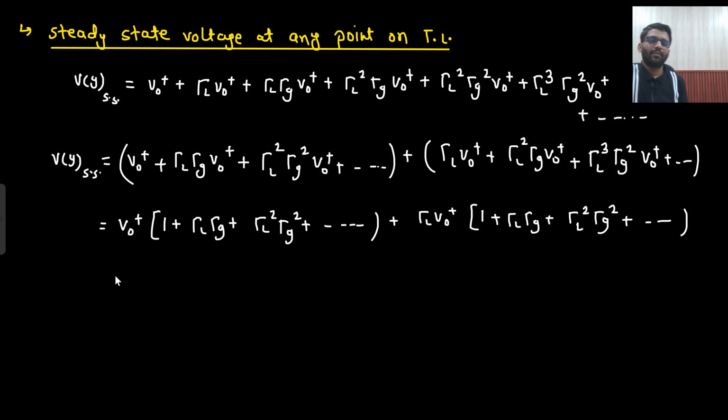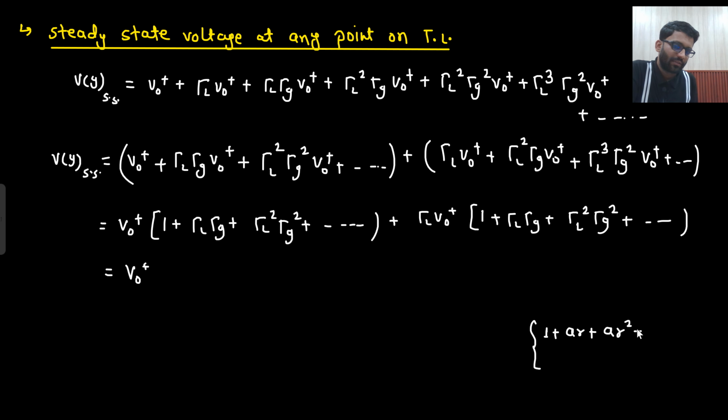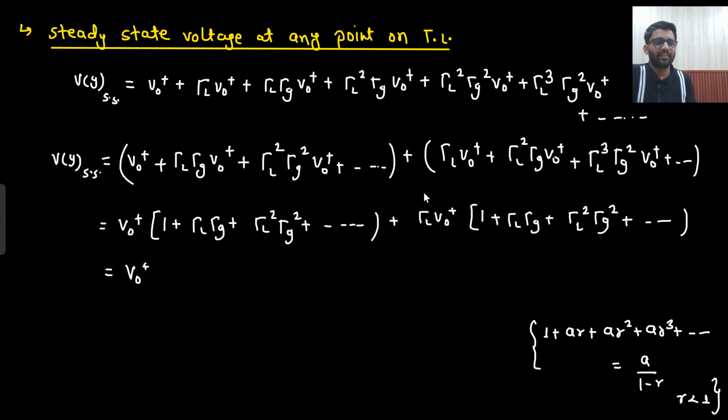Okay. So this is your V naught plus. Now what is the summation of this series? If you remember, S of infinity, 1 plus AR square plus AR cube. What is the summation? A upon 1 minus R. But the condition is R has to be less than 1. This is the condition. Here R is less than 1, no?